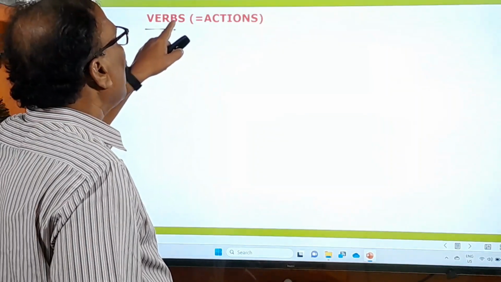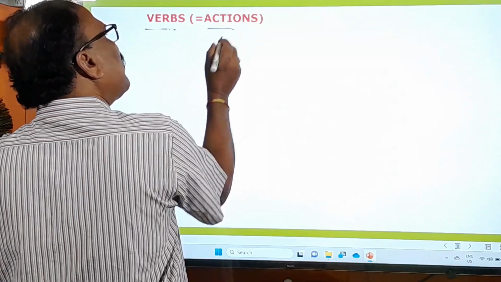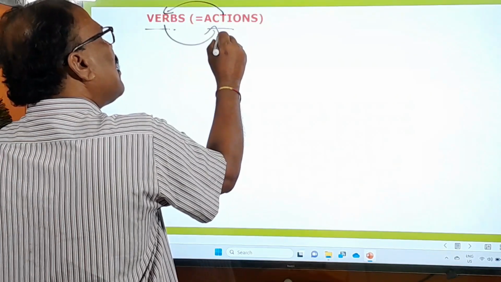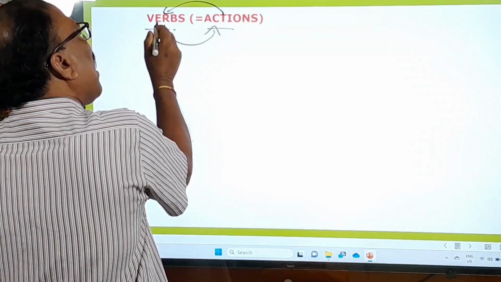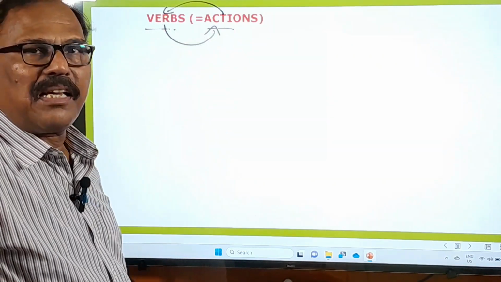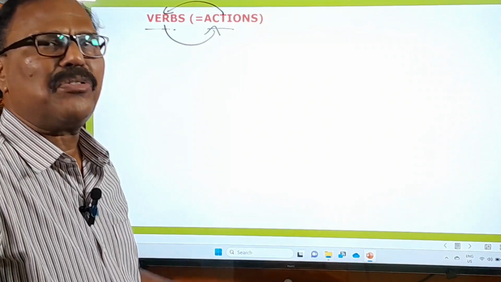Then verbs means what? Verbs means, in other words, we can say actions. Actions means verbs and verbs means actions. Then why these two words? Verbs is a grammatical term and actions is a general English term. That is the only difference.